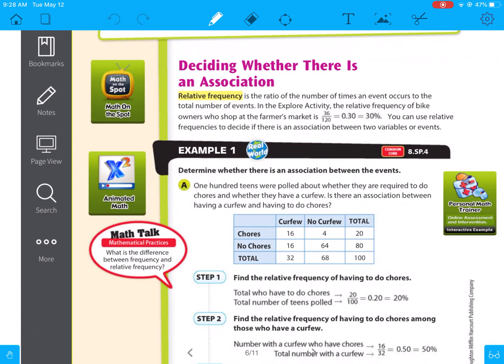So the next part, we have to decide whether there's an association. A relative frequency is the ratio of the number of times an event occurs to the total number of events. In the Explore activity, the relative frequency of bike owners who shop at the farmer's market was 36 out of 120, or 0.3, which is 30%. So you can use these to decide if there's an association.